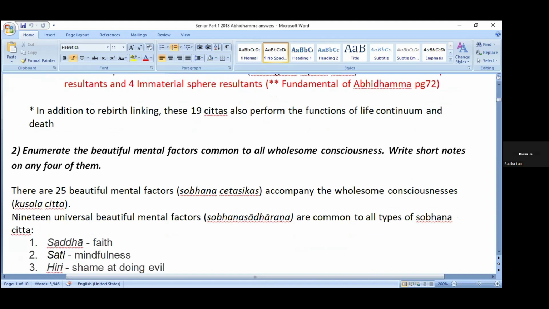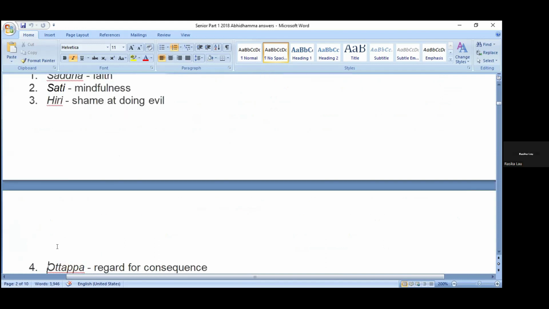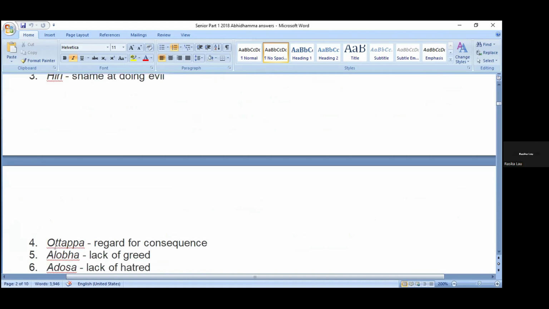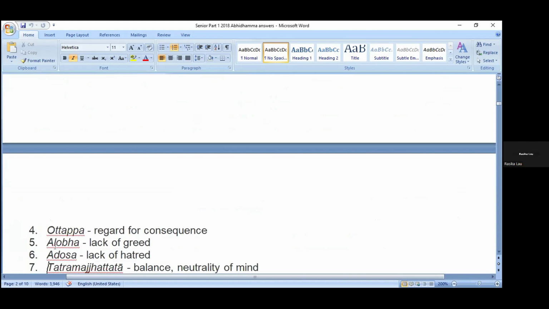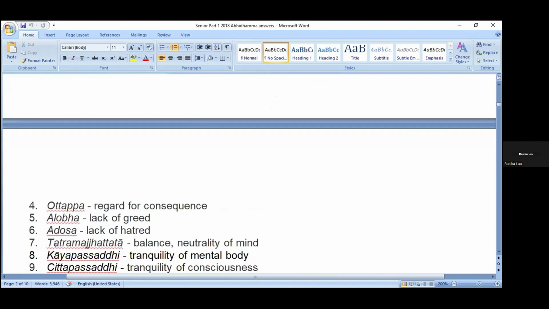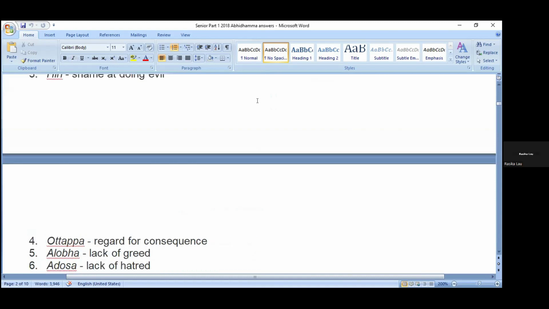So, Saddha, faith; Sati, mindfulness; Hiri, shame of doing evil; Ottappa, regard for consequence, not daring to do evil after considering it. Then Alobha, no greed; Adosa, no hate. Then Tatramajjhattata, the balance or neutrality of mind. Then tranquility of mental body, tranquility of consciousness. Only the top part here, 1 to 6, you need to remember well.